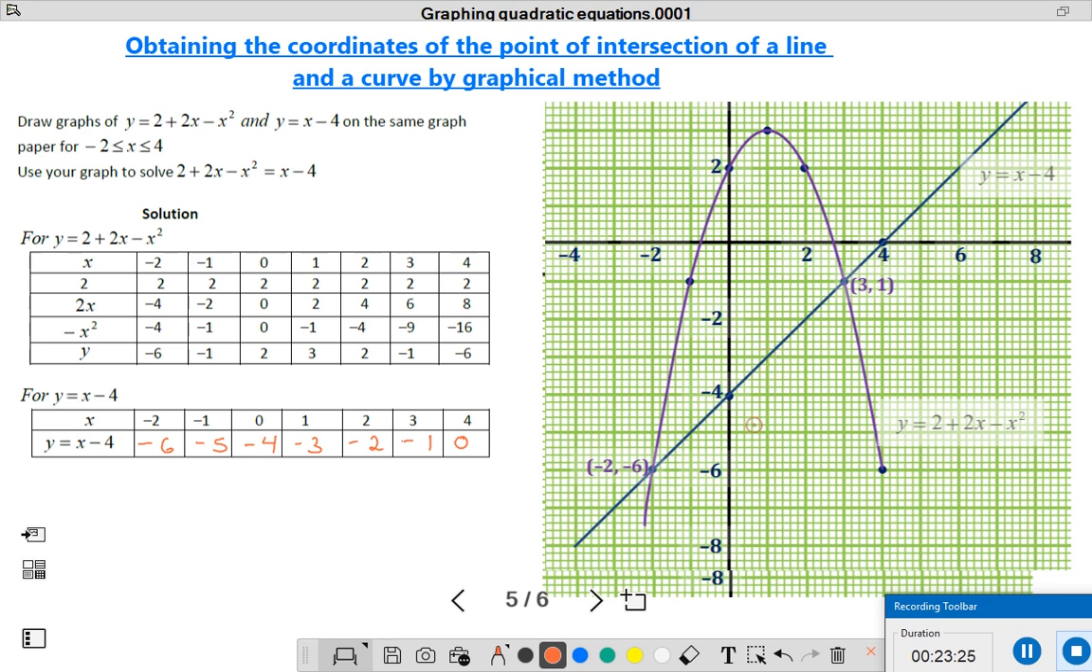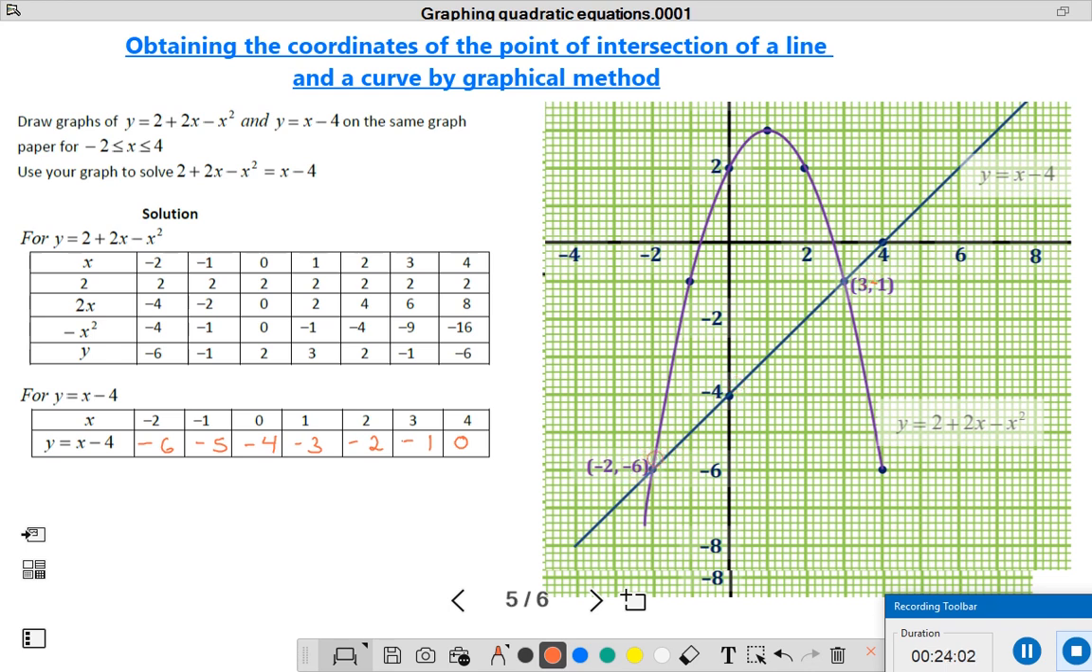Not indicated, it was there. We have 2, negative 2, the point is here. We have 3, negative 1. Then we have 4, 0. So here I used only 4 points. We can use even 2 because this is a straight line, to go through all the points. So we get our straight line.